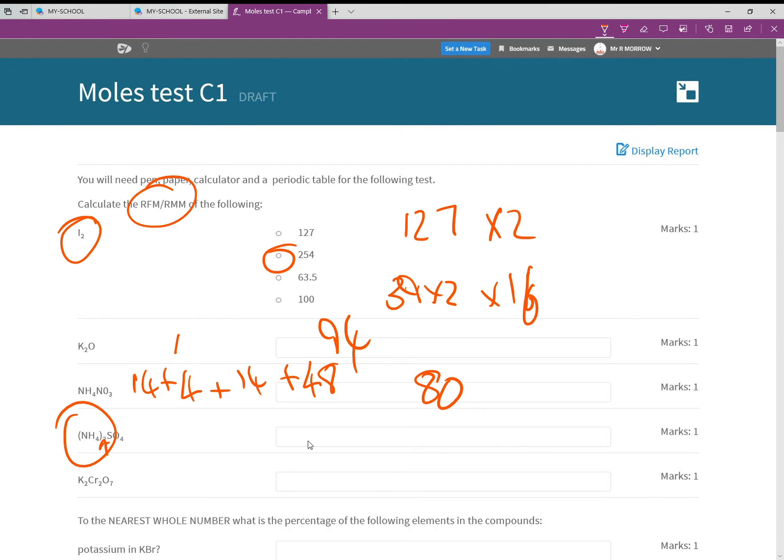This one here is a little bit more difficult because we brought in the 2 here, which multiplies everything in the brackets by the 2. So we have 2 nitrogens and 8 hydrogens. Okay, and all of that adds up to 132.